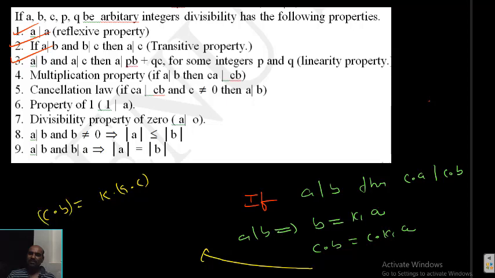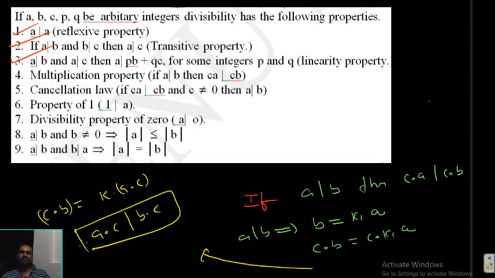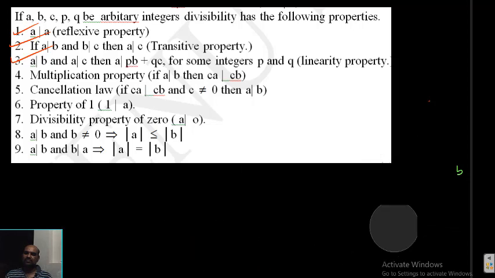What is the meaning of that? bc is equal to some integer into ac. b into c is a multiple of a into c, or a into c is a factor of b into c, or a into c divides b into c. Therefore a into c divides b into c. So this is called multiplication property. Once again, if a divides b, then automatically ac divides bc, where c is a non-zero number, or simply c is a natural number. Yeah, multiplication property also completed.